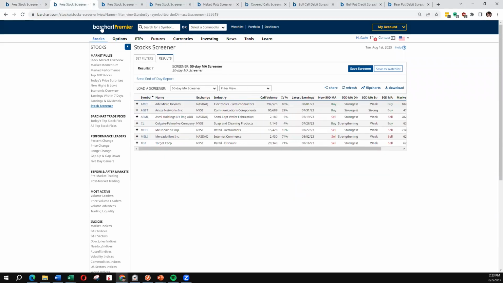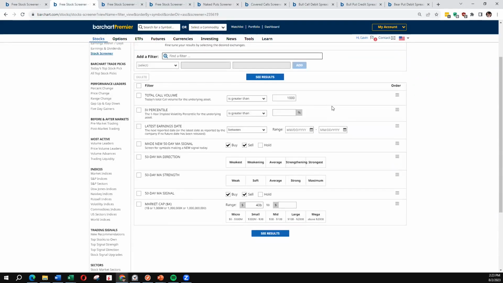The second one I've got is a 50-day moving average cross screener. To set this up, again, we've got call volume here, 1,000. We can change that to 2,000. I like to have IV percentile here, but just leave it blank. And that'll help it populate as a column heading when we choose filter view. Same with the earnings date.